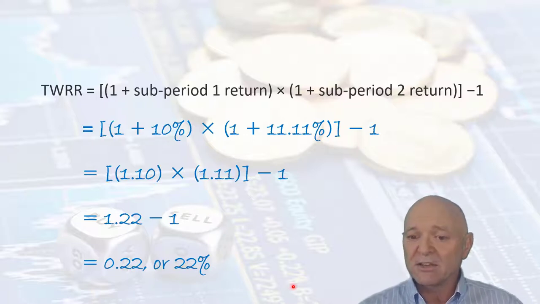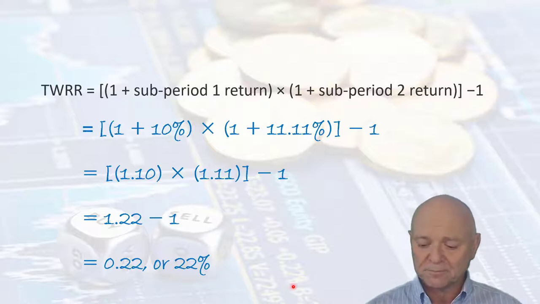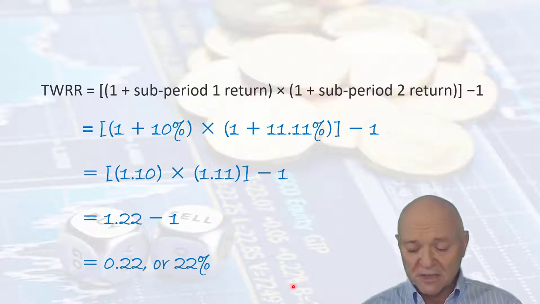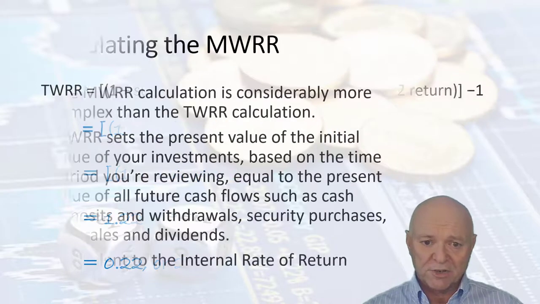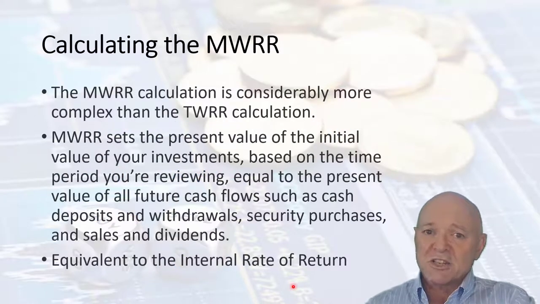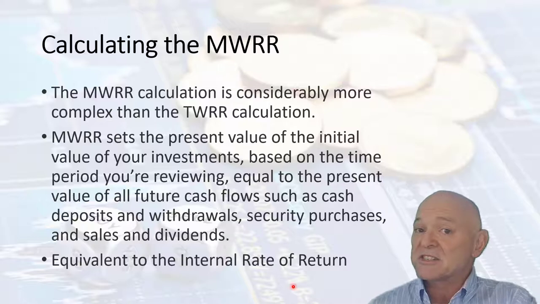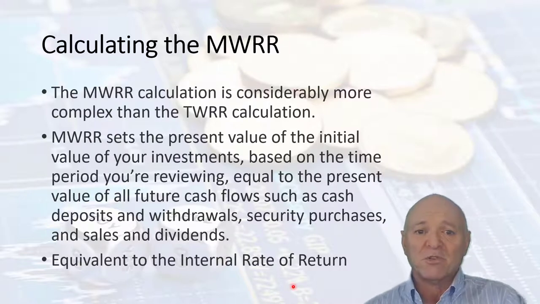Relatively simple to calculate, although as we mentioned before, it doesn't really account for the fact that we have had that $50,000 investment partway through the year. Our alternative is the money-weighted rate of return, and it's considerably more difficult to do. It's very, very hard to do with a pencil. We tend to do it with a calculator or with a spreadsheet.